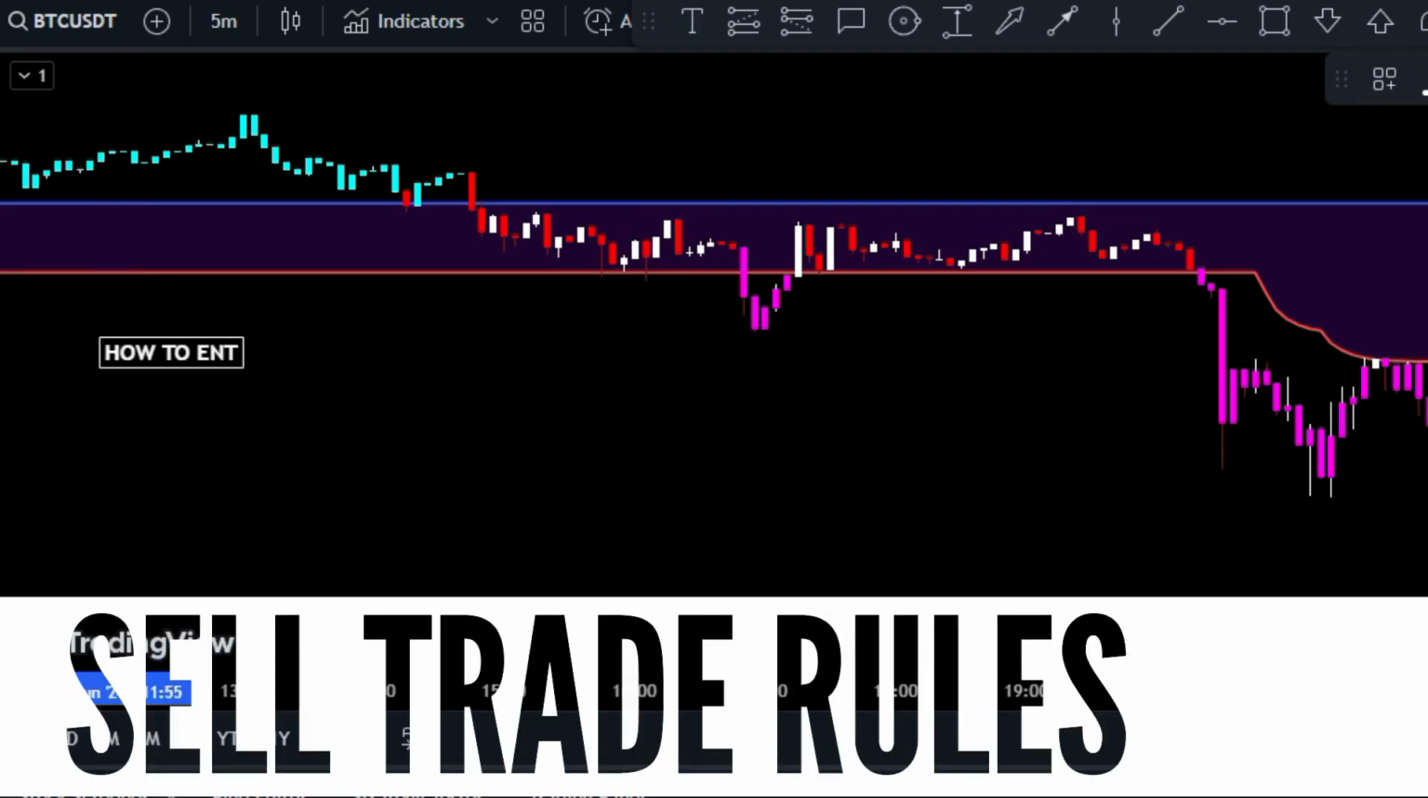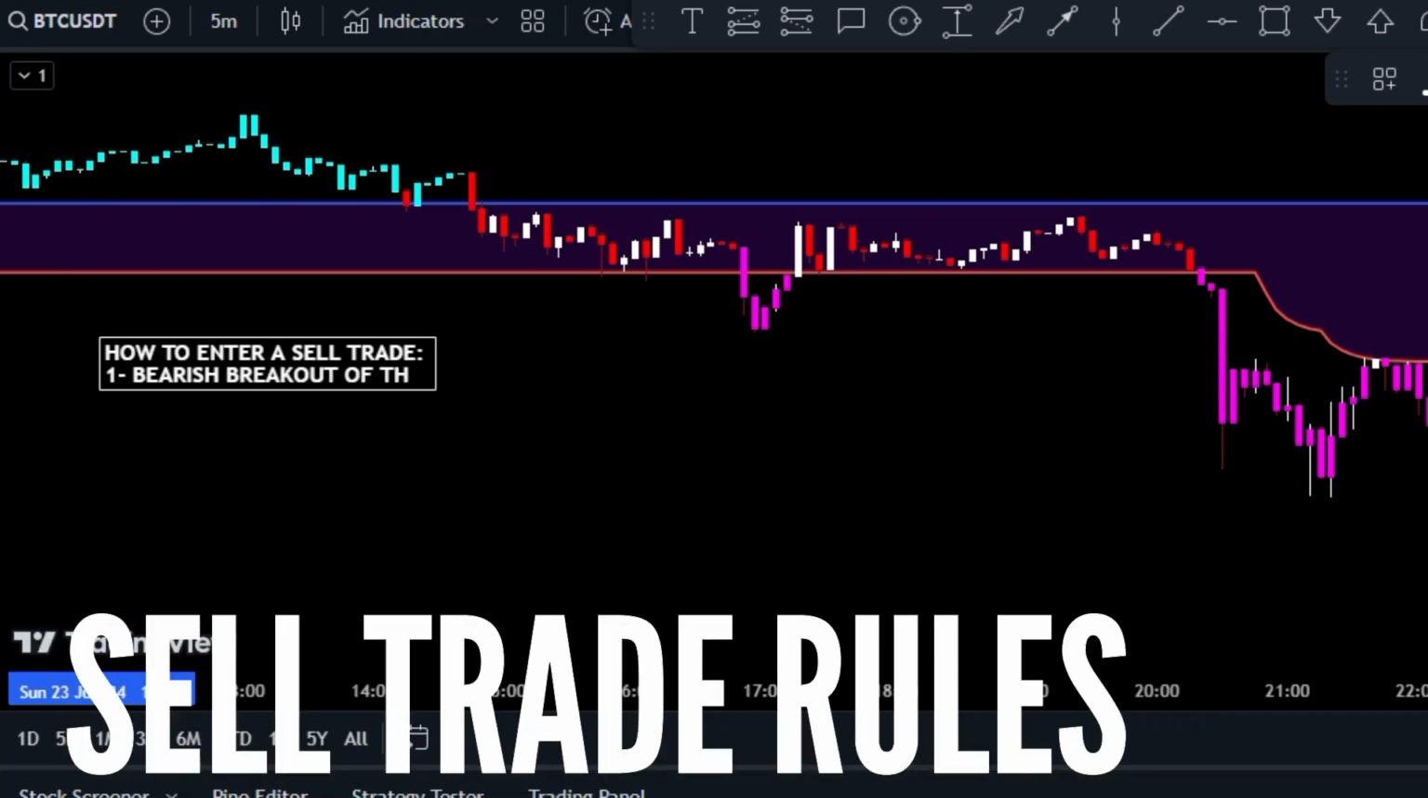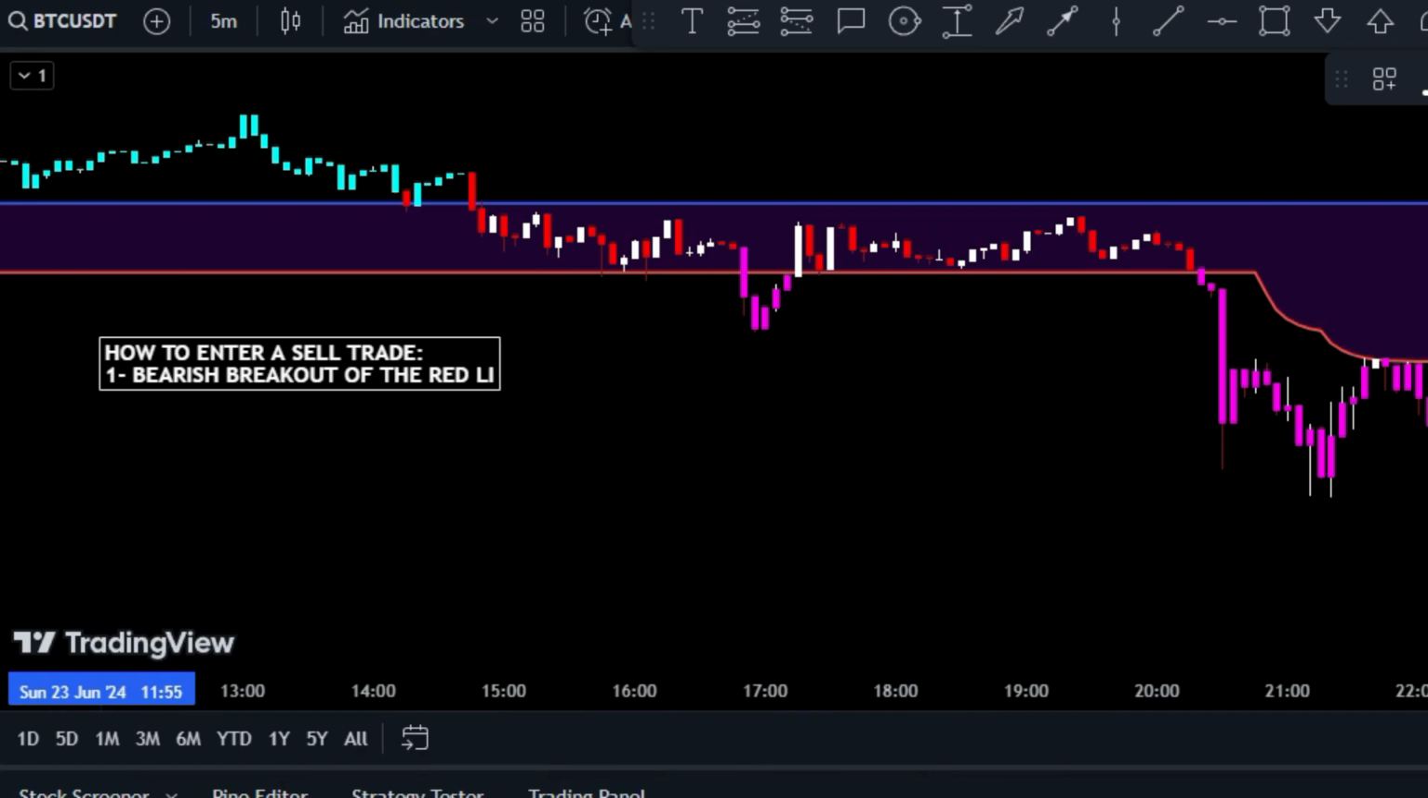First things first, you want to make sure you're trading with the current market trend. Here's how you'll do it. Keep an eye out for a bearish breakout of the red line on the HLOTT indicator channel. It's like finding a needle in a haystack, but trust me, it's worth it.